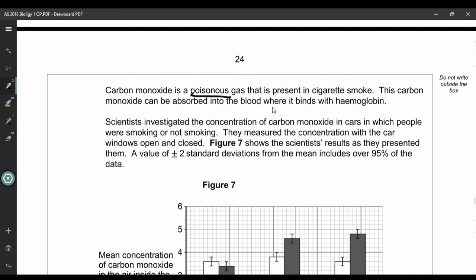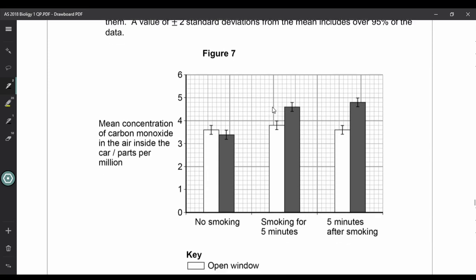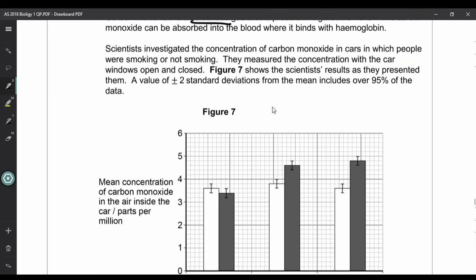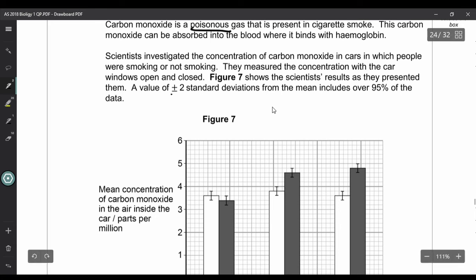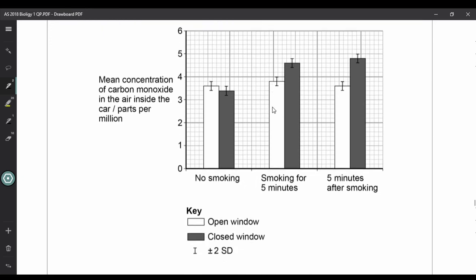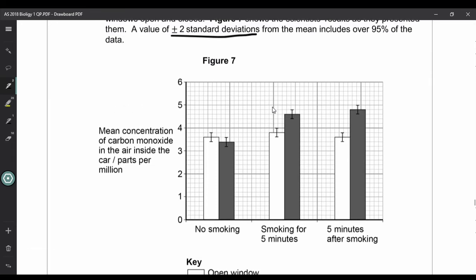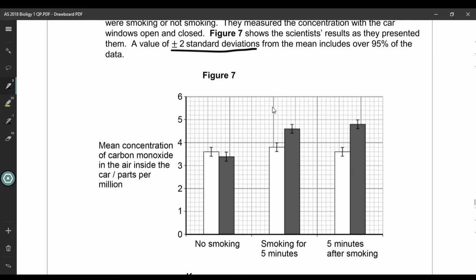A value of plus or minus 2 SDs from the mean value includes over 95% of the data. So the fact that it's specifically telling us about these 2 SDs, and if we look at the key, we've got that this bar shows plus or minus 2 SDs. We're going to have to include this in our answer. Now where the 2 SDs come into play is talking about whether differences are significant or not.